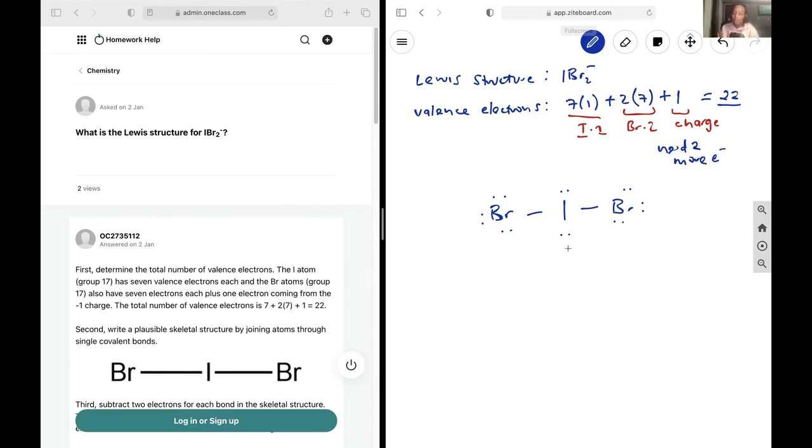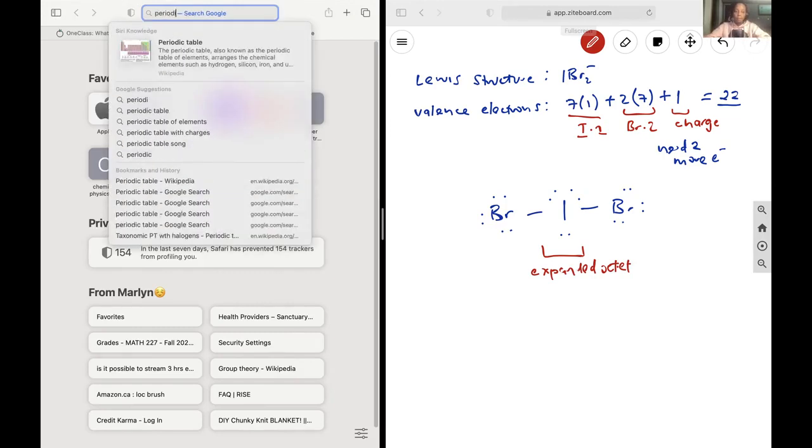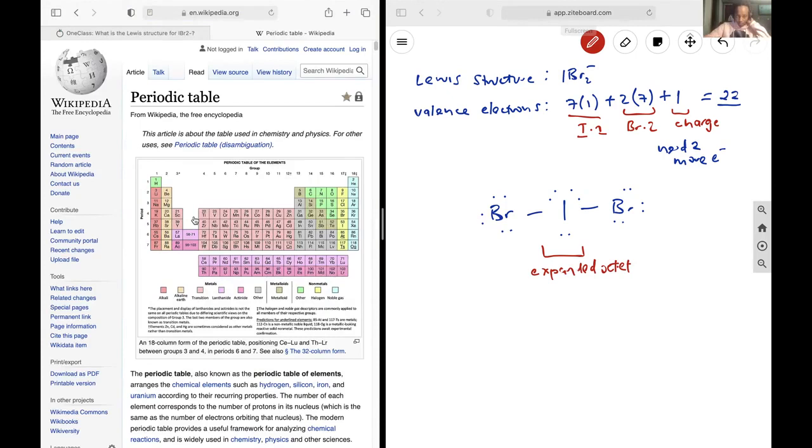And we cannot fit them on the bromine, but we will be able to fit them on the iodine in such a manner. And what you have here is actually called an expanded octet, which only certain elements are permitted to have. So if we just quickly look at the periodic table, elements including period 4 and beyond are going to be allowed to have something called an expanded octet, where it can accommodate more than 8 electrons.